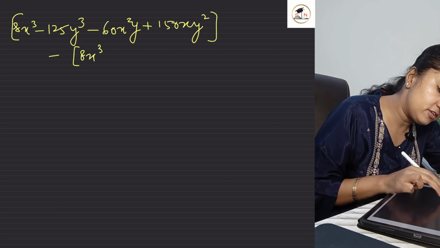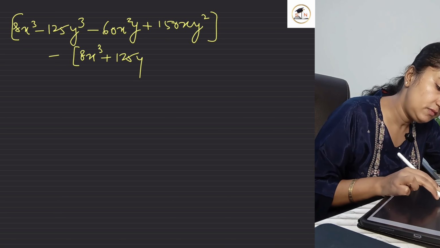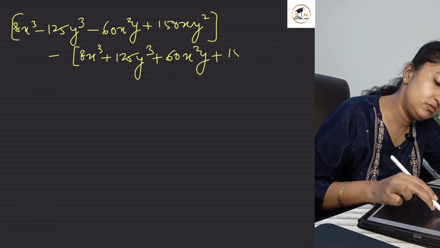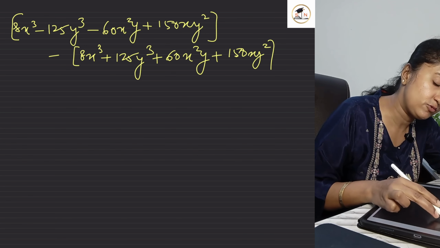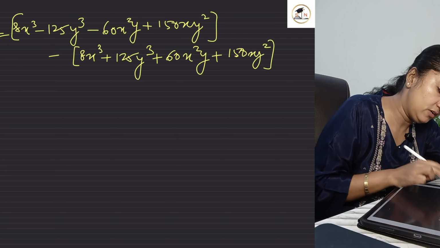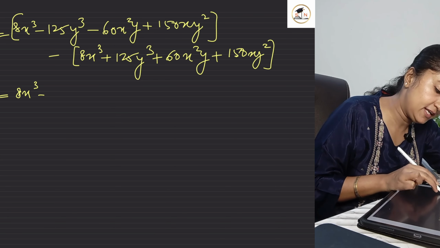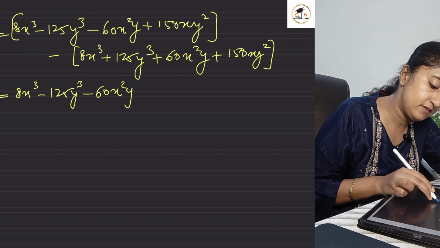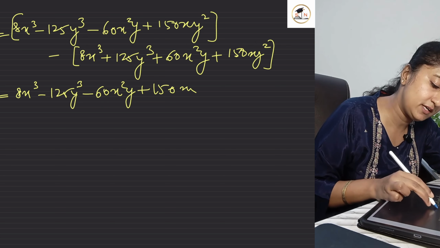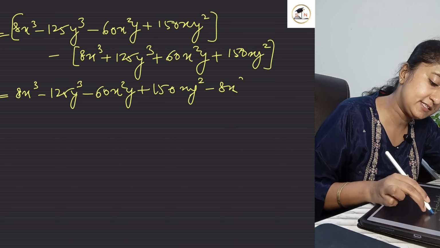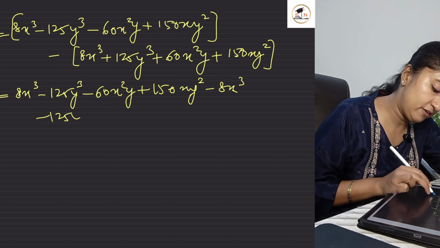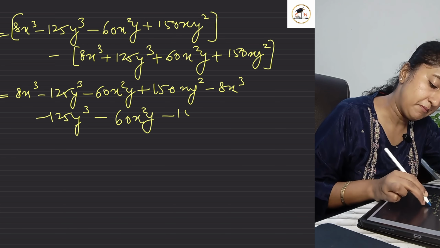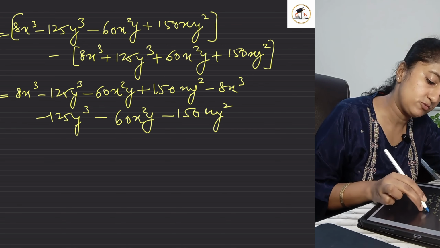Everything is positive in the second bracket, right? The terms are the same, so 150xy², right? So now what do we get? Equals 8x³ minus 125y³ minus 60x²y plus 150xy², minus 8x³ minus 125y³ minus 60x²y minus 150xy², right?